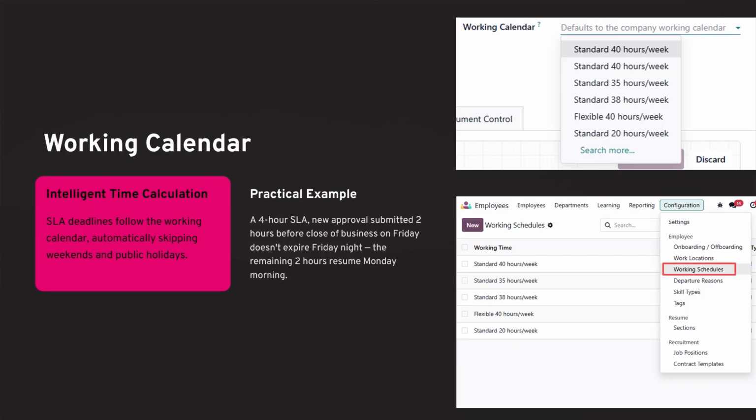Working calendar ensures SLA deadlines skip weekends and holidays. A 4-hour SLA submitted 2 hours before close of business on Friday doesn't expire Friday night; the remaining 2 hours resume Monday morning. Fair, not punishing.